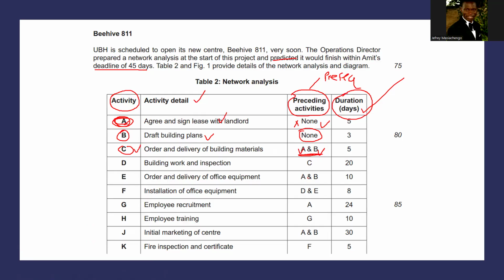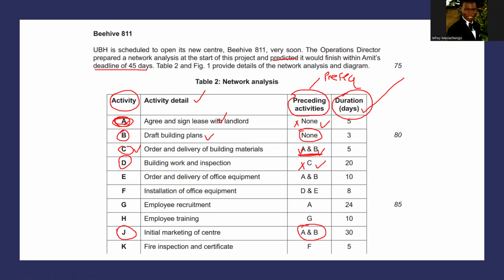Let's try this one. This one means that activity C has to be done first. It's a preceding activity before we do activity D. Is it making sense? Try this one. It means what? Activity A and B must be done first. Well done. Before we do activity J.